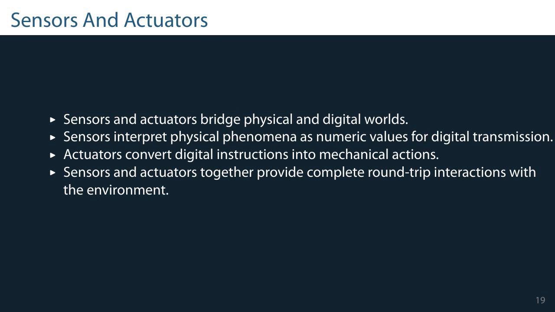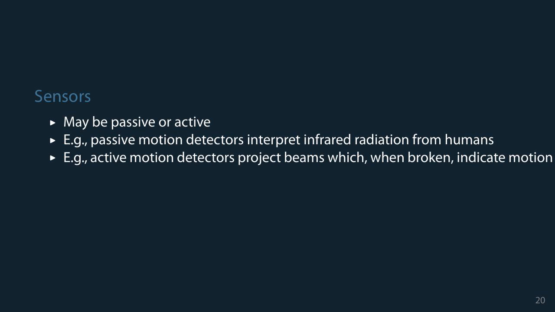Sensors and actuators bridge physical and digital worlds. Sensors interpret physical phenomena as numeric values for digital transmission. Actuators convert digital instructions into mechanical actions. So together, sensors and actuators provide a complete round-trip interaction with the environment. A sensor may be passive or active. For example, a passive motion detector interprets infrared radiation from humans. An active motion detector, on the other hand, projects beams which, when broken, indicate motion. So any kind of sensor could be passive or active.